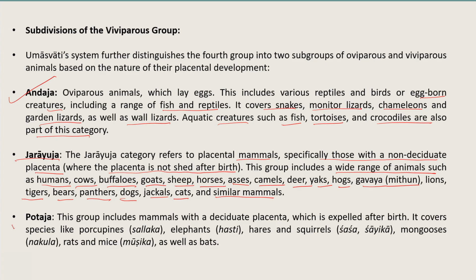Next is Potaja. This group includes mammals with a deciduate placenta which is expelled after birth. It covers species like porcupine, salaka, elephant, hasti, hare and squirrels, sus and saika, mongoose, nakula, rat and mice, musika, as well as bats.